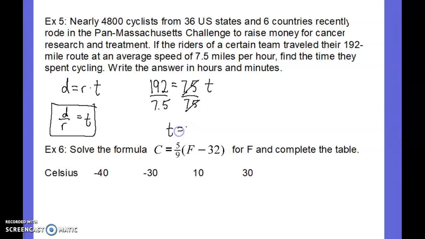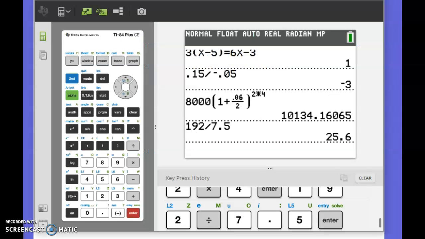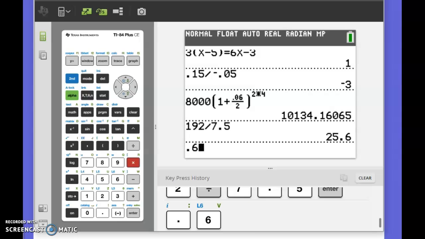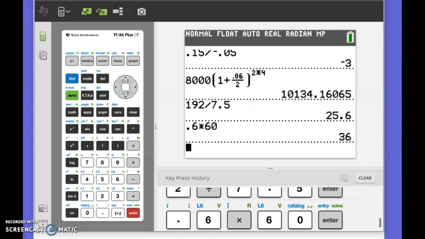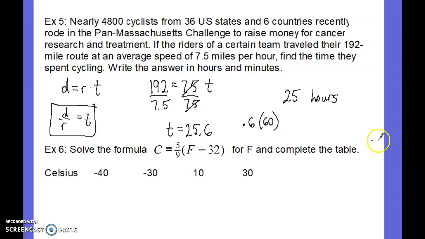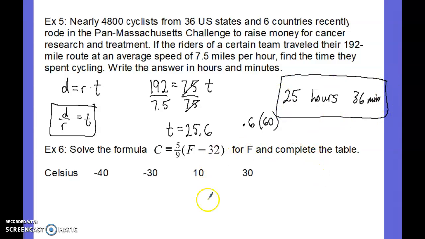Now it does ask you to change this to hours and minutes. So because this is the way it's set up, our answer is 25 hours. So we truncate that value, and to change this to minutes, all you have to do is take that decimal, and there's 60 minutes in an hour. So if you take 0.6, the truncated part, times 60, that's how many minutes is 0.6. 36 minutes. There you go. Hopefully that makes sense. If not, please reach out to me.